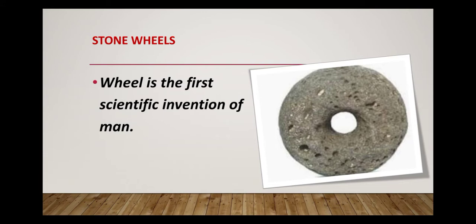Stone wheels. When the stones rolled from the mountains, they acquired a round shape. Humans observed, and thus the wheel was invented. In the beginning, it was made of stone and later of wood. The wheel is the first scientific invention of man.